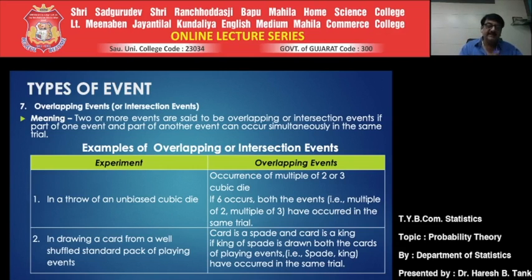When 6 occurs, this 6 is a multiple of 2 as well as a multiple of 3. So both these events happen simultaneously. Okay. What mutual exclusiveness says is that both the events should not occur simultaneously. What happened here? Here both the events happened simultaneously. So they are not mutually exclusive. Okay, since they are not mutually exclusive, that simply indicates that they are overlapping events, or you can say intersection events.